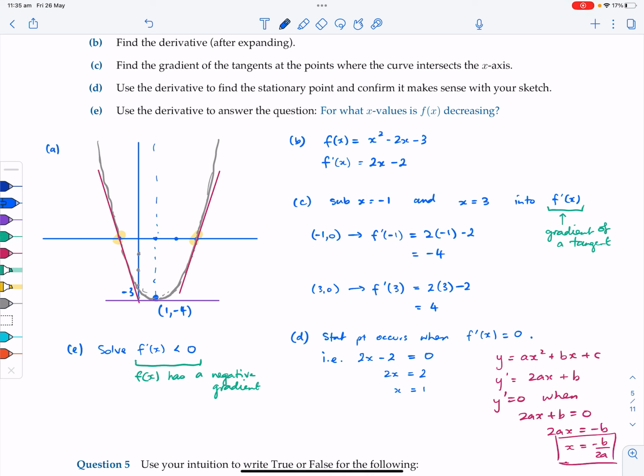Well, it's easy to solve that because f dash x is 2x minus 2. We solve that for less than 0, so we get 2x is less than 2 and x is less than 1. And when x is less than 1, that's all of this, we have a decreasing graph, whereas here it's increasing, right? So differentiation allows you to find out things about a graph without actually having a graph. Very cool.